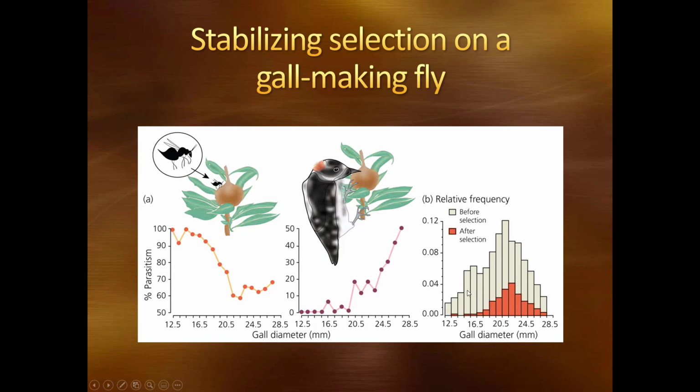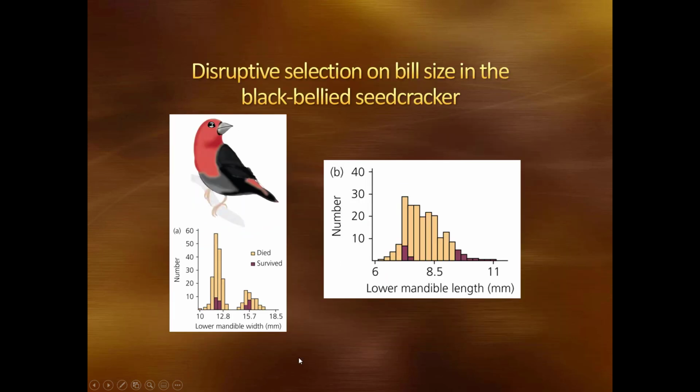What we see is here's before selection, and then here is after selection. So we're definitely getting rid of a lot of that variation. Even though we haven't necessarily changed the mean a whole lot, we've definitely gotten rid of some of the variation that was there.